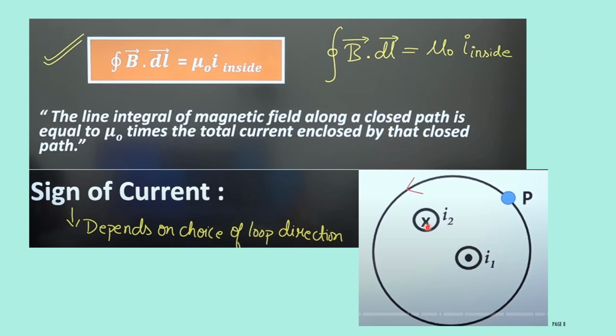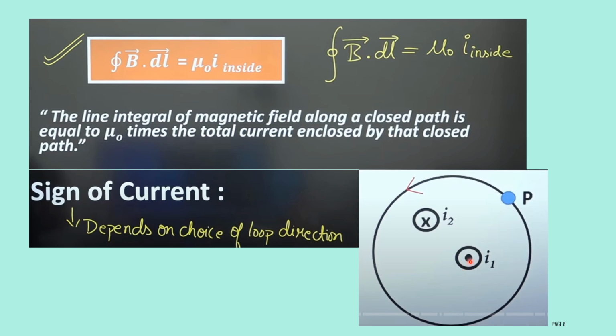Then this into mark will indicate the current is going inside. Then it will depend upon the direction of the current, and upon the choice of loop direction. If the loop direction is clockwise or anticlockwise, then it will decide the sign of the current. Let us discuss in detail.